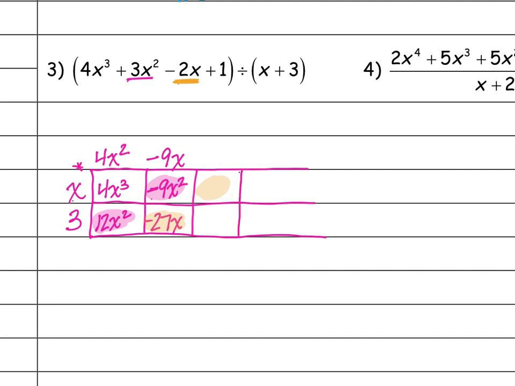So what do I add to negative 27x to get negative 2x? 25x. Very good. Great. Okay, so x times what number gives me 25x? 25. Plus 25. Great. Okay, and 3 times 25 is 75. Right? And then again, the question becomes, what do I add to 75 to get 1?